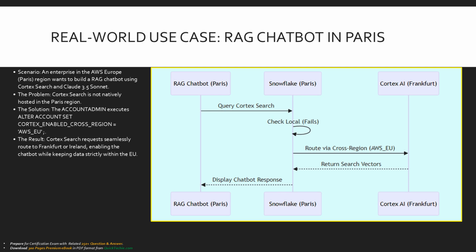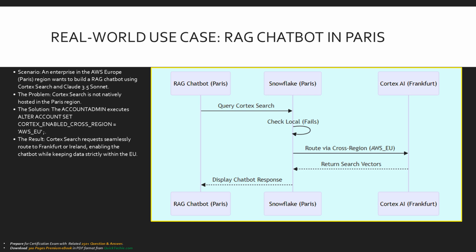Imagine an enterprise operating strictly out of the AWS Europe, Paris region. They have a mandate to build an advanced retrieval augmented generation, or RAG, chatbot using Cortex Search and the Claude 3.5 Sonnet model. The immediate problem is that Cortex Search is not natively hosted in the Paris data centers. Without our parameter, the project stalls.